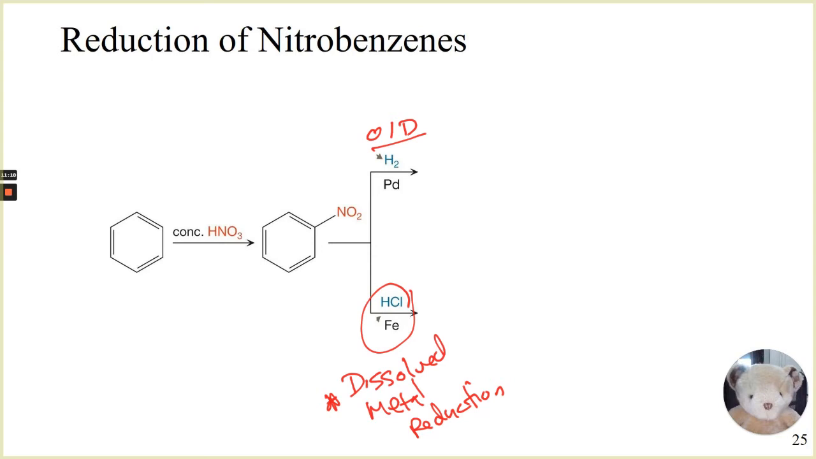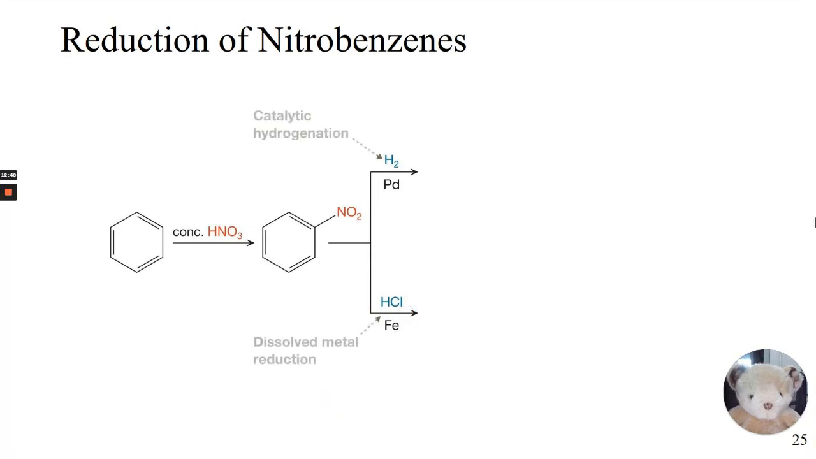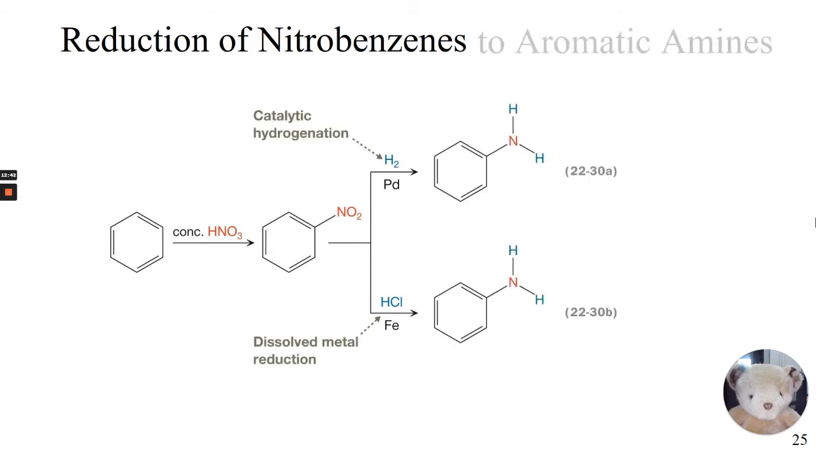The two most common metals that I've seen are iron and tin, tin being the symbol Sn. And I shouldn't have capitalized that in Sn. Okay, so both of these go through and work. They will do the reduction. We can call it catalytic hydrogenation or dissolved metal.